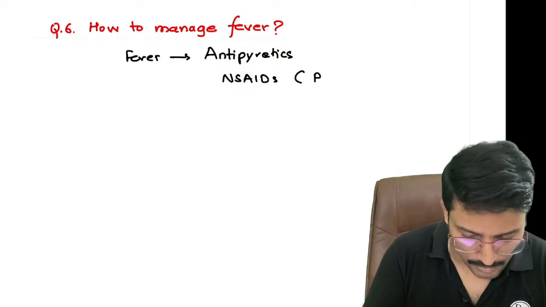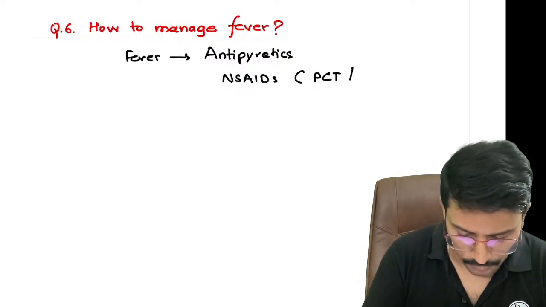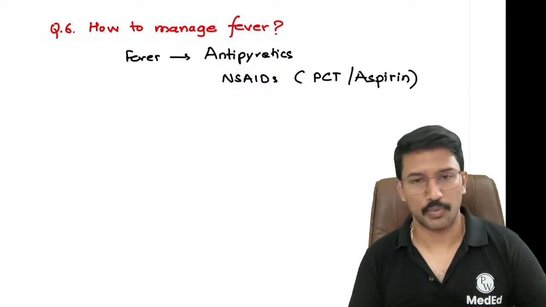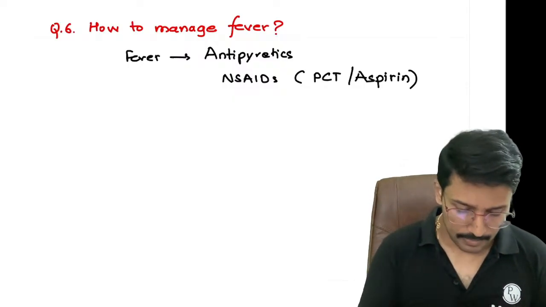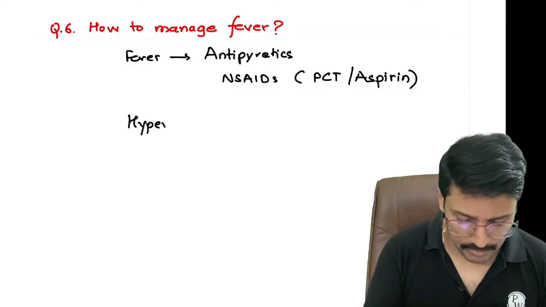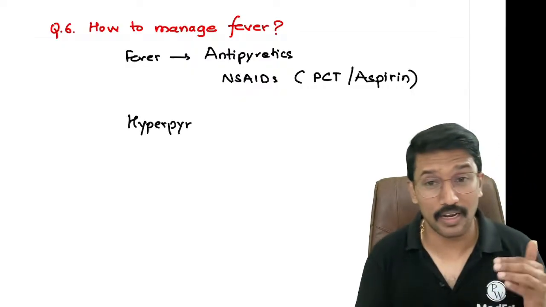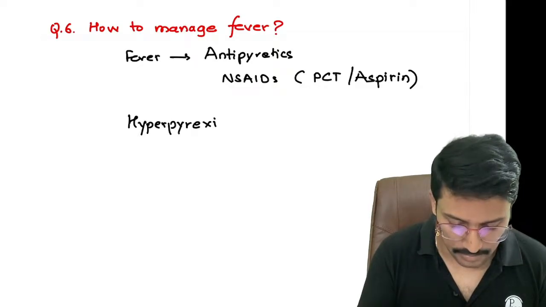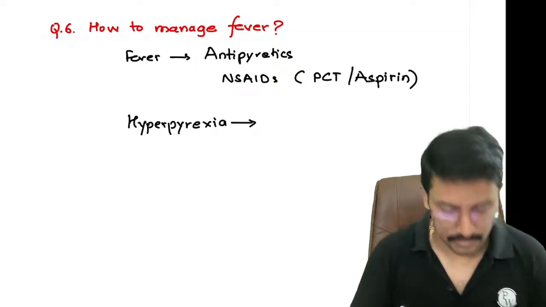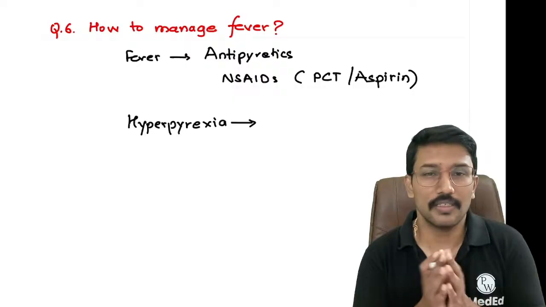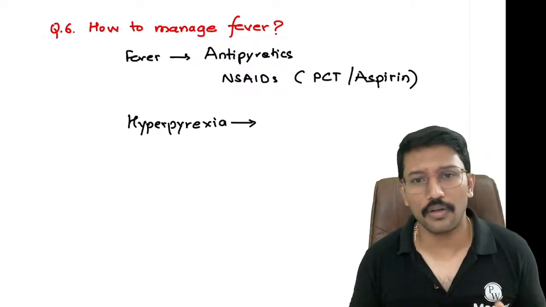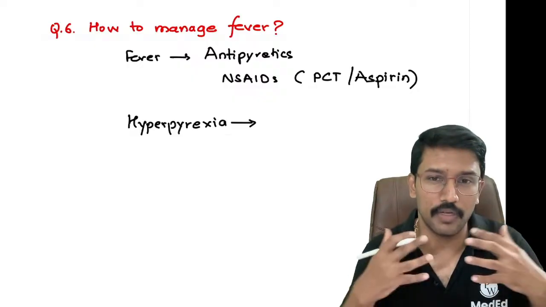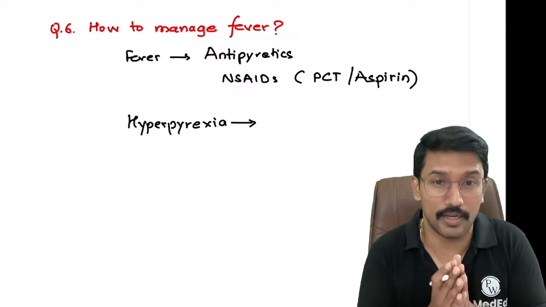The most commonly used one, as we know, is going to be paracetamol, and the second most commonly used one is going to be aspirin. Then when we have hyperpyrexia, meaning the body temperature is more than 106 degrees Fahrenheit, 106.7 degrees, right? In such cases, merely using NSAIDs is not enough. I have to be more actively involved in cooling the body temperature. How can I do that?